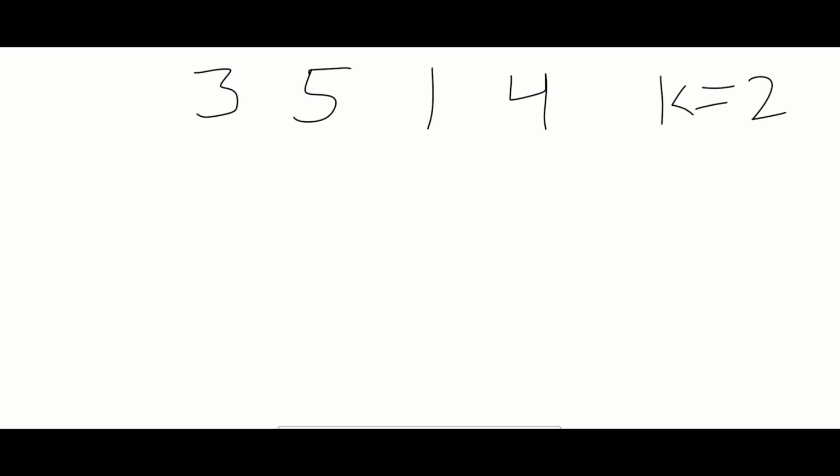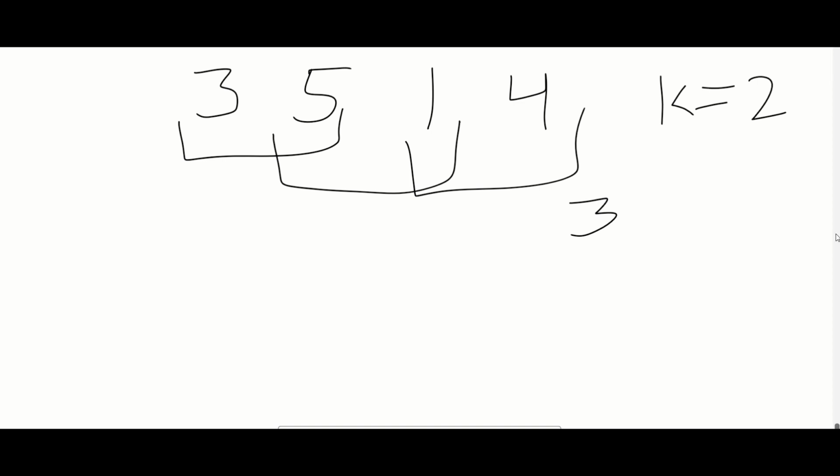So let's just say that we have 3, 5, 1, and 4. So let's say k equal to 2. So we want the average of this, then this, then this. So we'll have three averages and we want the maximum of those three, right? So what do we have to do for this? For the average we need the sum of 3 5, then sum of 5 1, then sum of 1 4, right?